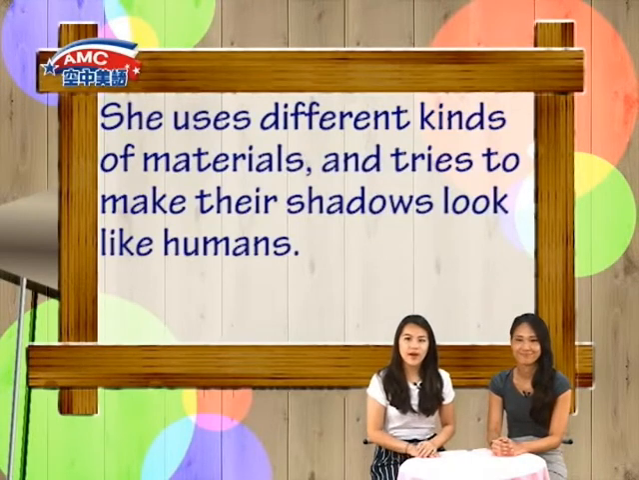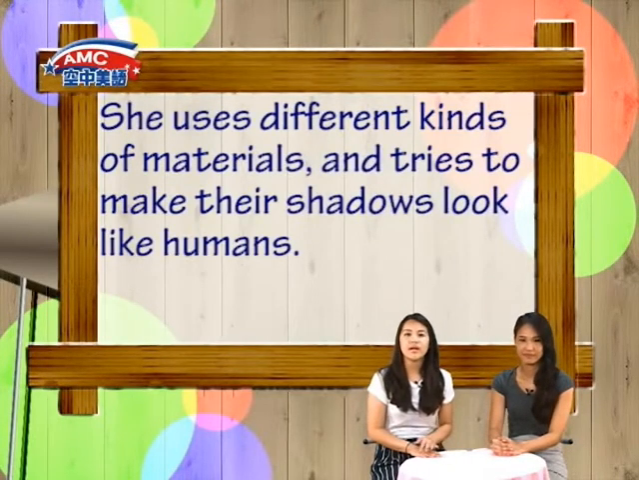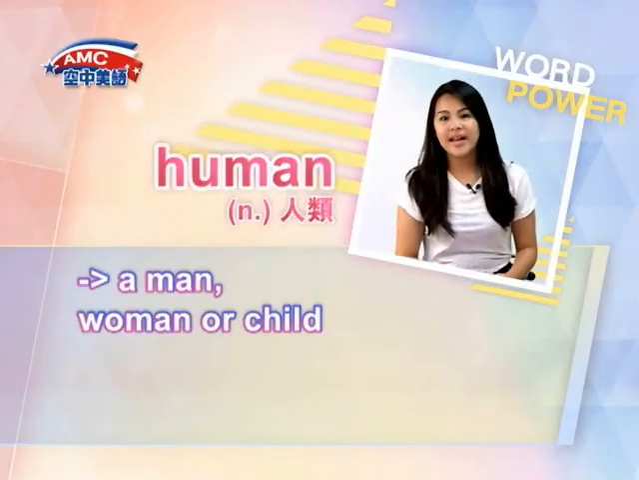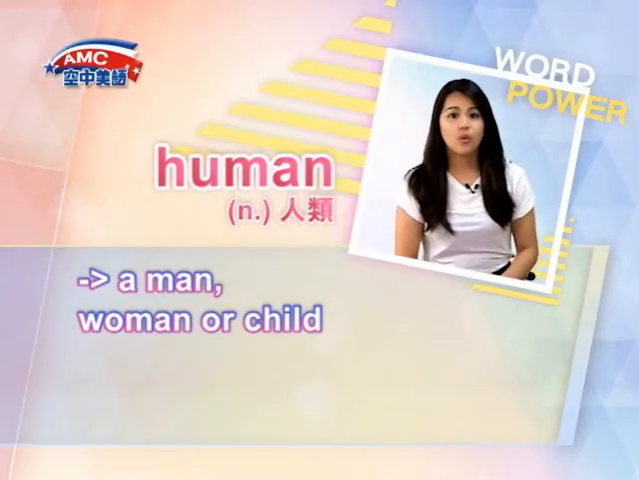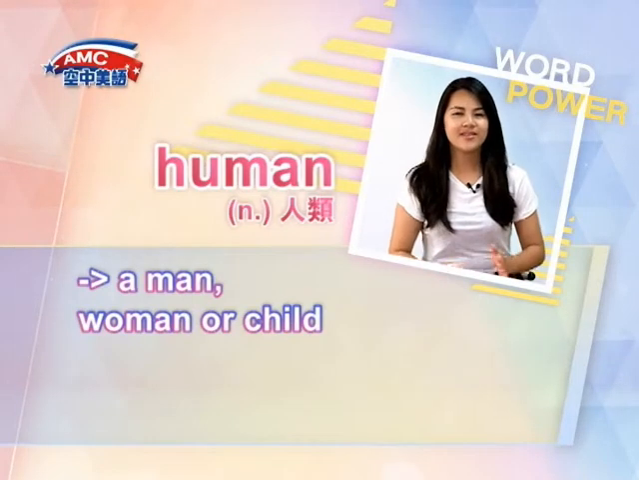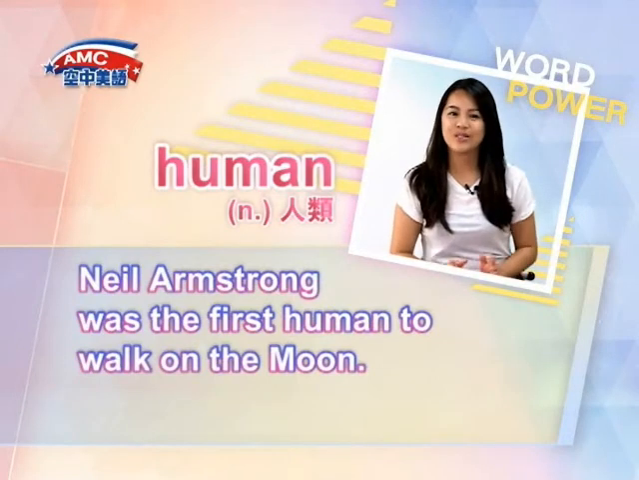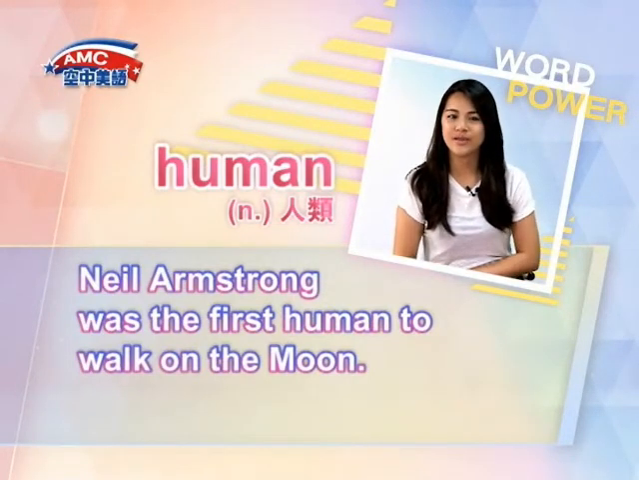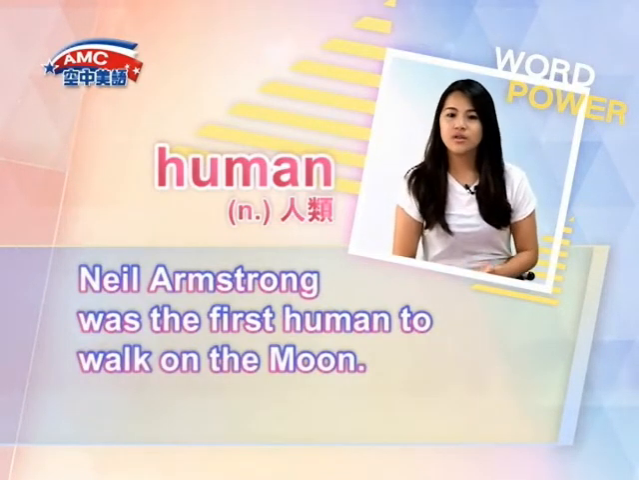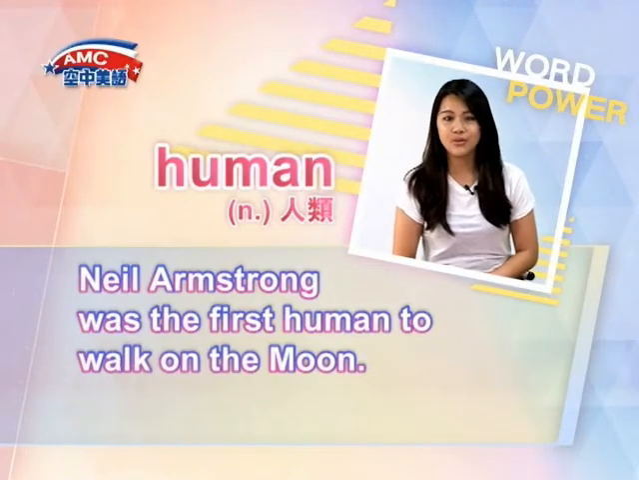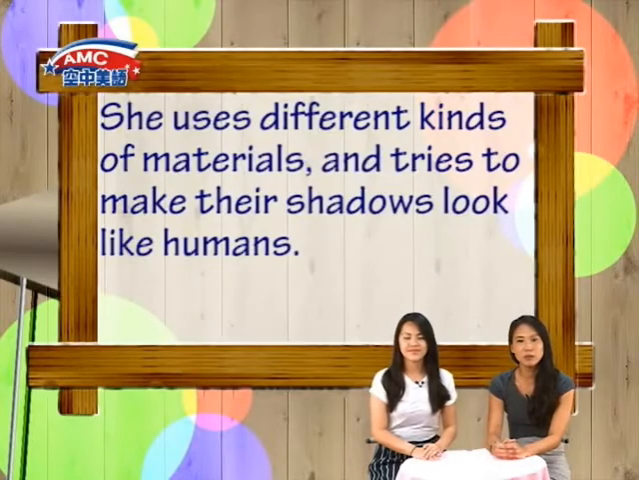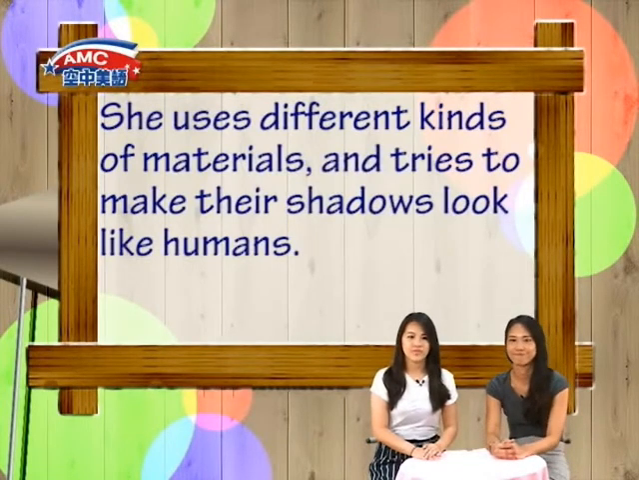All right, so let's take a look at our first power word. We see the word human, H-U-M-A-N, human. Human is a noun and it means a man, woman, or child, something that is not an animal. For example, we could say Neil Armstrong was the first human to walk on the moon. Neil Armstrong was the first human to walk on the moon.